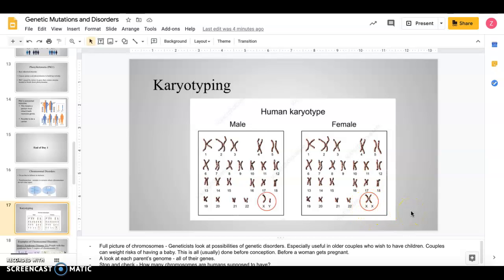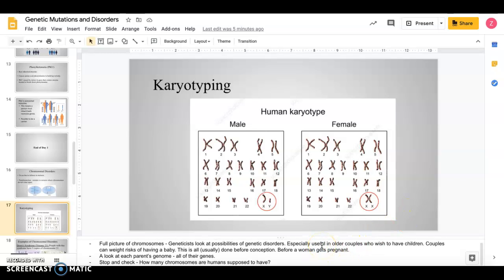Karyotyping is important because geneticists can look at the possibility of genetic disorders in people who wish to have children, especially as people get older. They can weigh the risks of having a baby, knowing their chances of having a baby with a particular genetic disorder, before the woman gets pregnant.